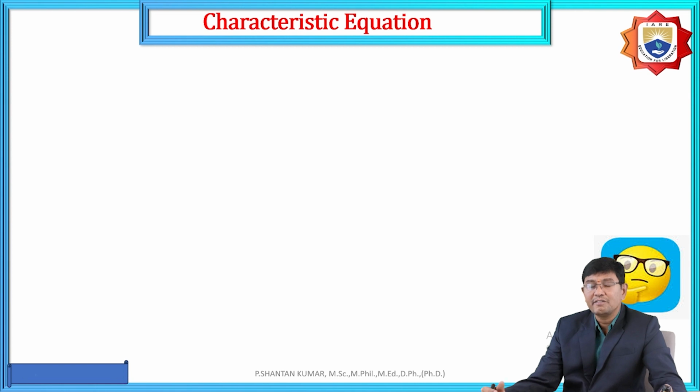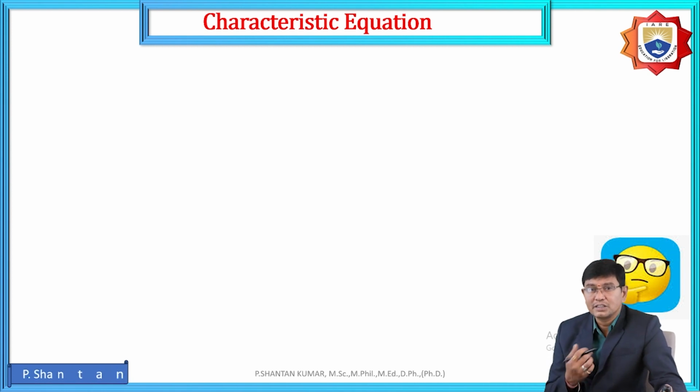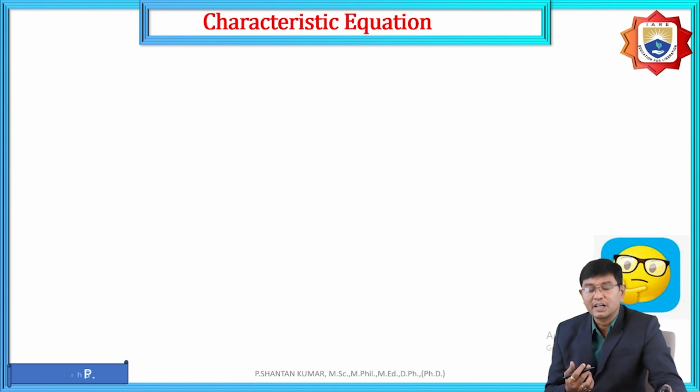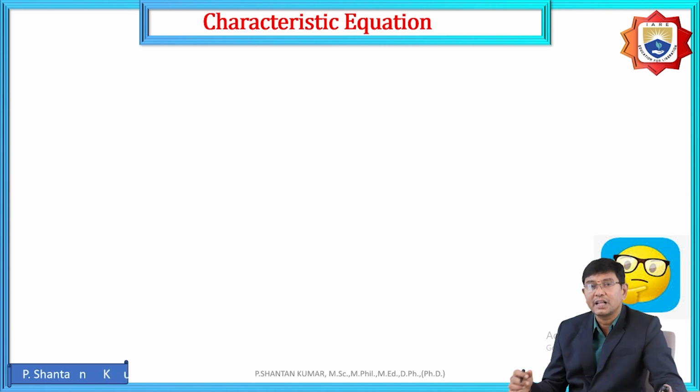Because when we are going to find the eigenvectors, finding the eigenvalues is a must. Based upon those eigenvalues only, we find the eigenvectors. Without finding the eigenvalues, eigenvectors are not possible. Therefore, first we need to find the eigenvalues, and for that purpose we need to understand what a characteristic matrix, characteristic polynomial, and characteristic equation are.